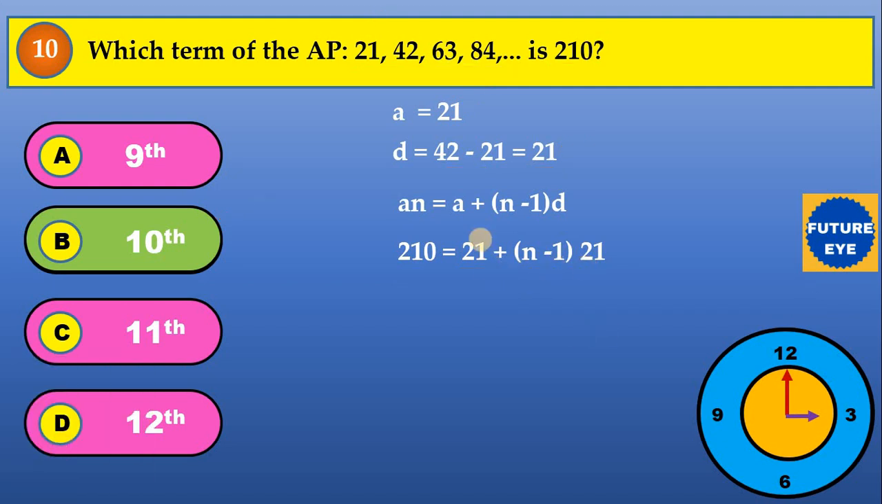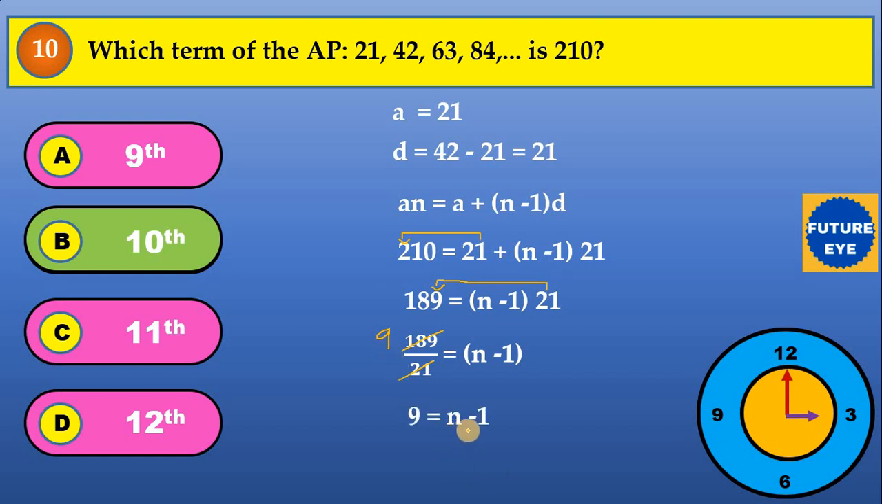So, here, this 21 first transfer this side. We get it as minus 21. So, 210 minus 21, we get 189. Now, this into 21 you transfer this side, we get 189 by 21. Now, we can cancel here, children. 21 ones are 21 and 21 nines are 189. I mean, we get 9 equals to n minus 1.